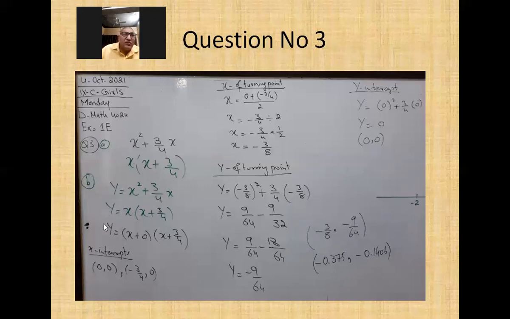Now I will try to find out the y-intercept. Whenever you want to find out the y-intercept, in this equation, in the place of x, I will put 0. So when you put zero, the y will be also 0. So the y-intercept will be 0, 0. So now I know that the x-intercepts are 0, 0 and minus 3 by 4, 0. I know the coordinates of the turning point is minus 3 by 8, minus 9 by 64. And the y-intercept is 0, 0.